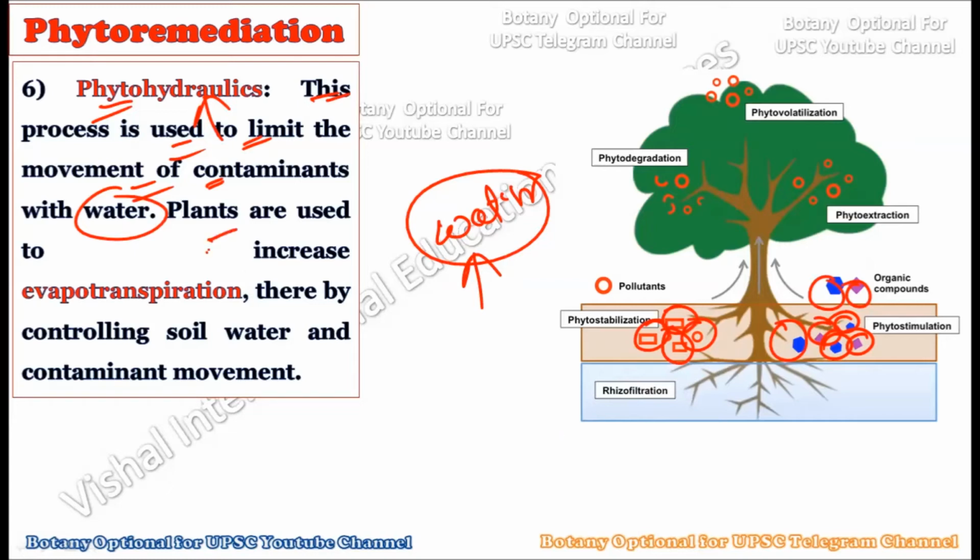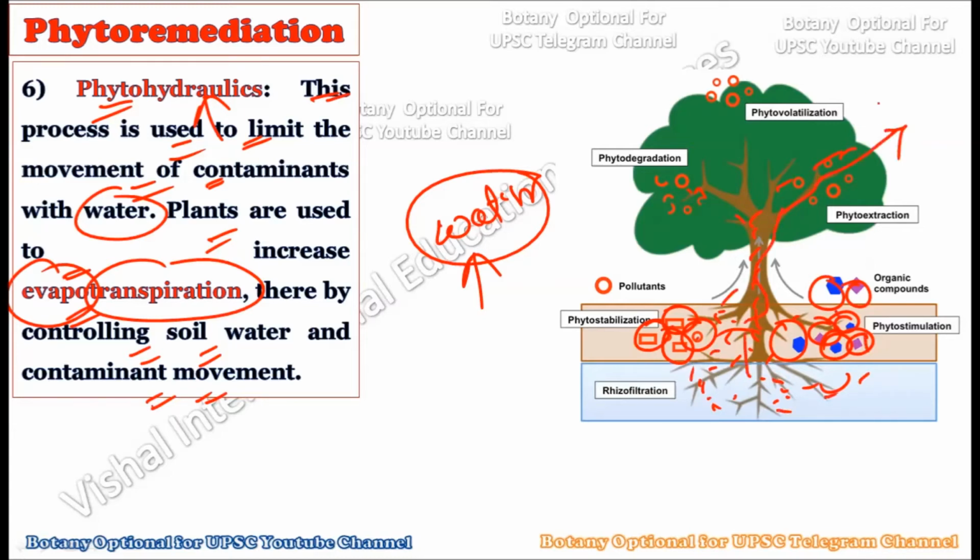Now the plants are used to increase the evapotranspiration and thereby control the soil water and the contaminant movement. For example, if the water is coming in a large quantity here, we can increase the evapotranspiration from the plant, that is the transpiration through water vapor, and hence all of this water can be absorbed by the plant, and it can do the transpiration so that it gets converted into water vapor, and hence the water, not only the water but also the contaminants, will not move from the rhizosphere of the plant to the other areas of the soil.